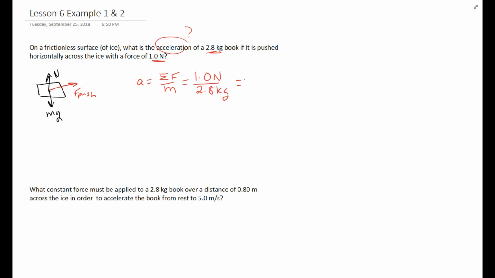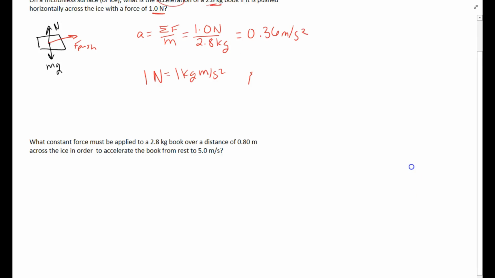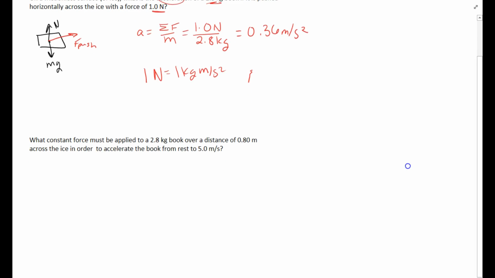We can now get the fact that it has an acceleration of 0.36 meters per second squared. And I can know that is the unit because Newton, by definition, 1 Newton is equal to 1 kilogram times meters per second squared. And when I divide this term by kilograms, I'm left with meters per second squared, which is what that unit is. So that was my first sort of question. We can see that that's a pretty simple and straightforward one.